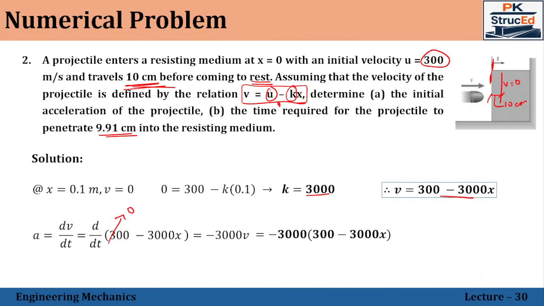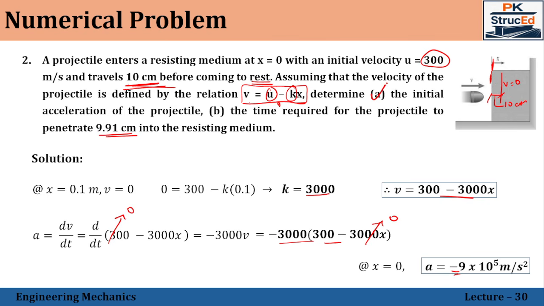Okay, so here we are supposed to find the initial acceleration of the projectile, that is at x is equal to 0. So at x is equal to 0, we can find the acceleration, that is a is equal to minus 3000 into 300 minus, this will become 0. Therefore we will get minus 9 into 10 power 5 meter per second square. We are getting a negative value, which means deceleration, right? It is reducing once it is entering into the medium.